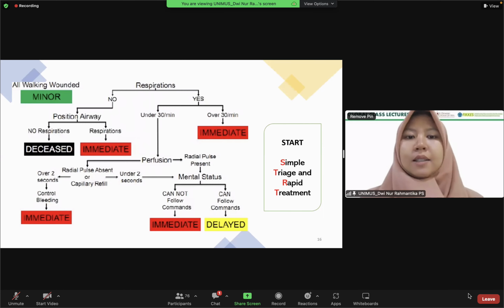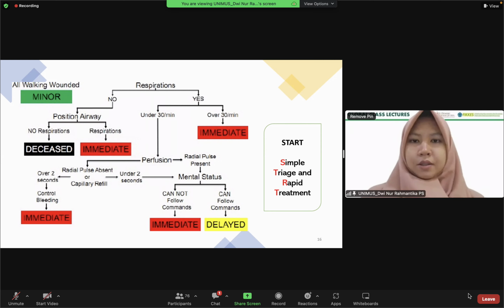Okay, this is the familiar one: START, simple triage and rapid treatment. I think that in the Philippines you are also familiar with this kind of disaster triage tool. The meaning of the classification colors is the same. Green is the better one, the people who can walk by themselves. The people who cannot will be divided into immediate, dead, or delayed.